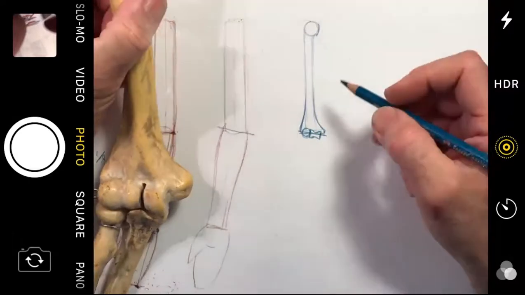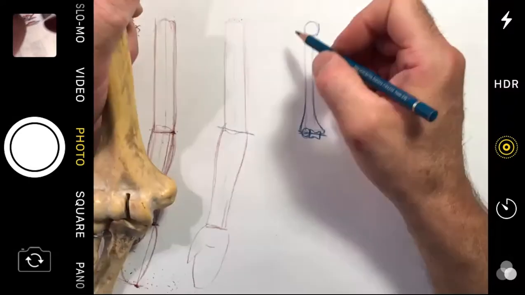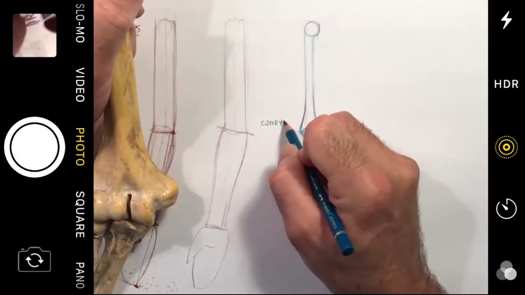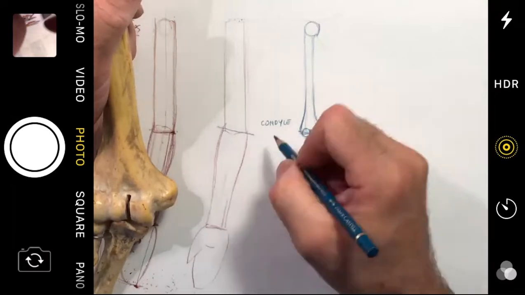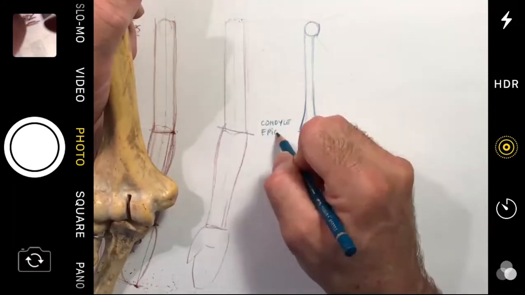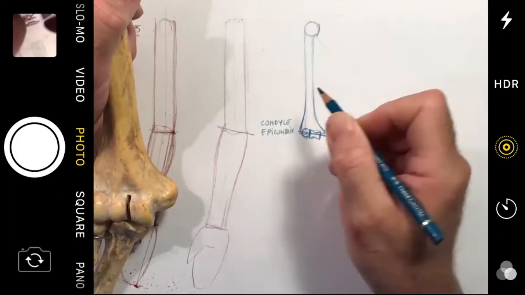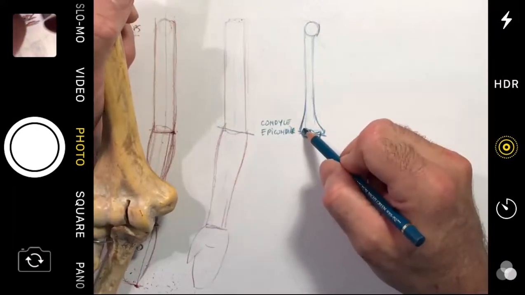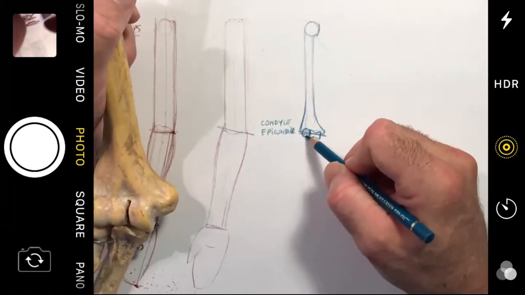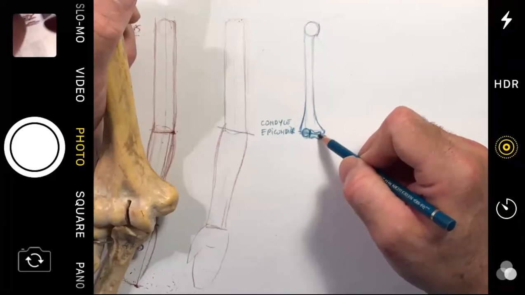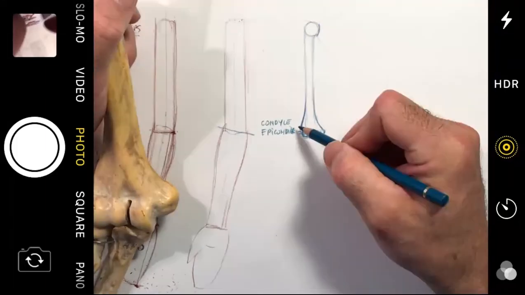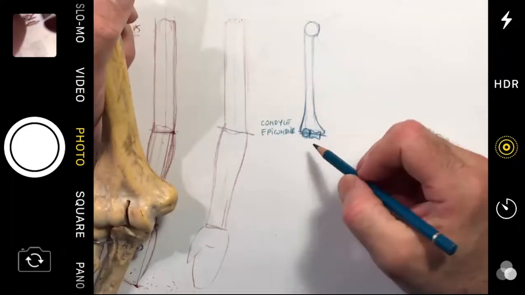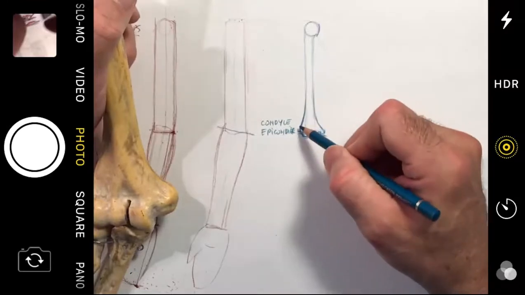So let's write names now, right? Condyle and epicondyle. So the condyle is this, the articular part of the extremity, right? The epicondyle is a bump on top of a bump. If this is a bump, this is a bump on top of a bump, right? So this is the epicondyle, right?